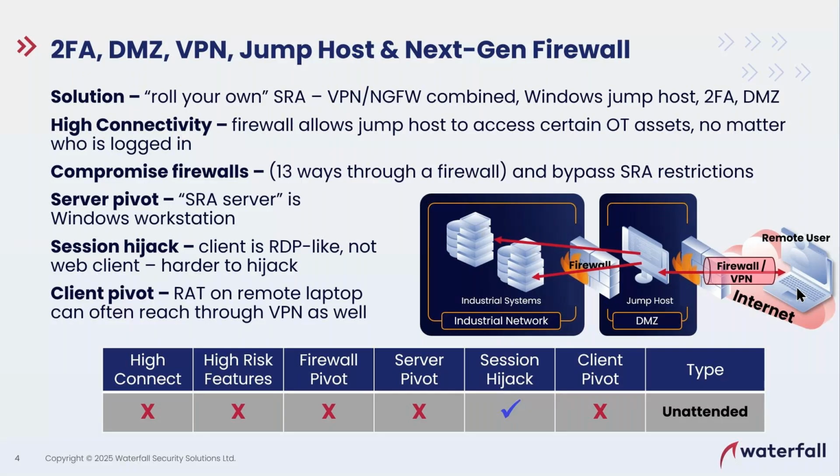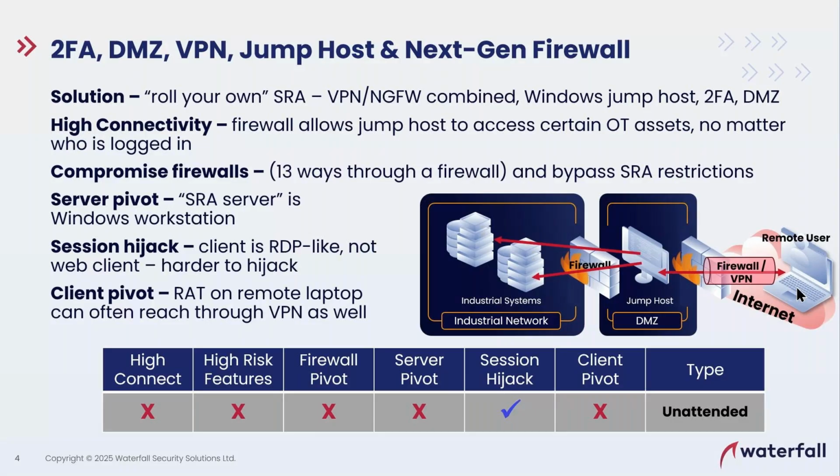If you find a vulnerability in the jump host, you take it over through the VPN and you're in, and it's all gone. Rats. Hijacking the session. It's actually harder than it looks to hijack a remote desktop session. So I gave this a check mark. I said, this is not something that we're extremely vulnerable to here, because we're not using a web browser to access the remote access system.